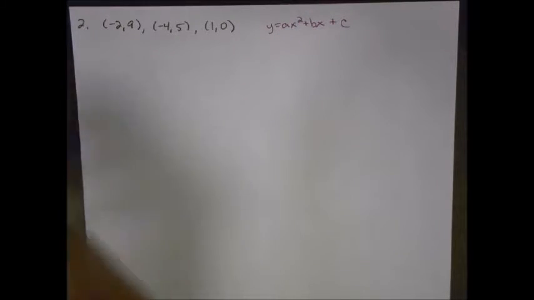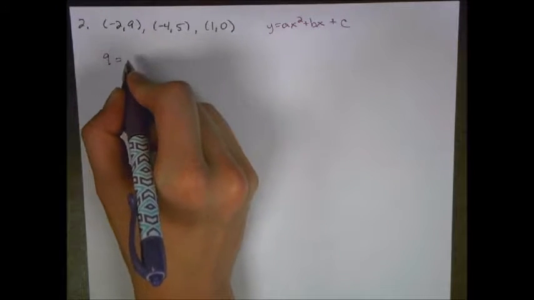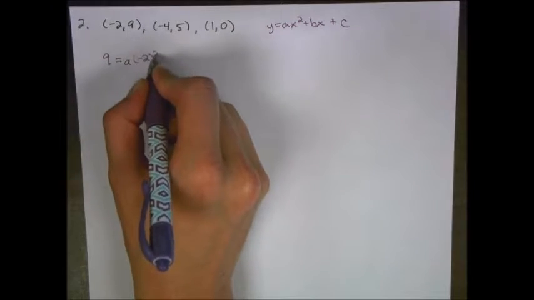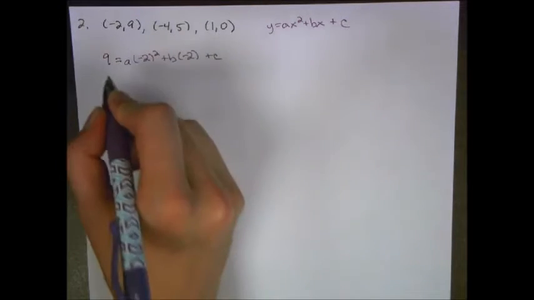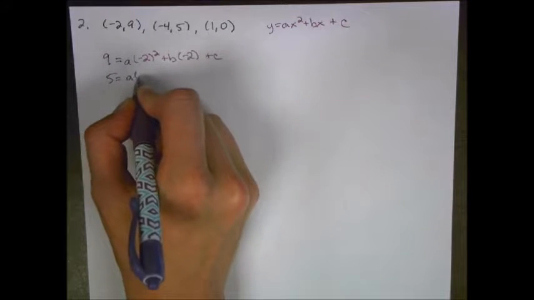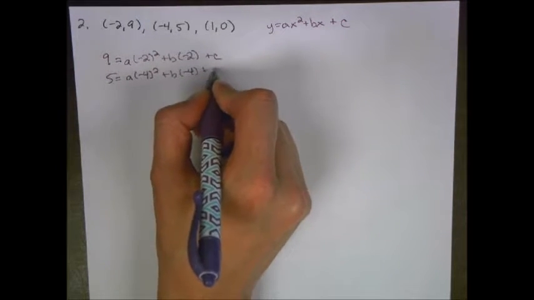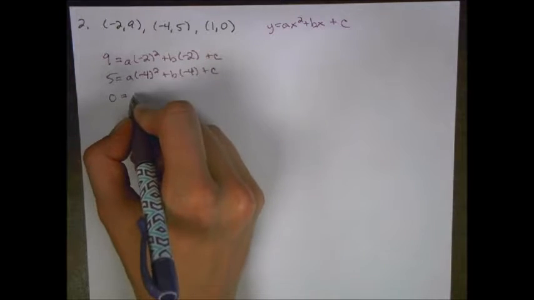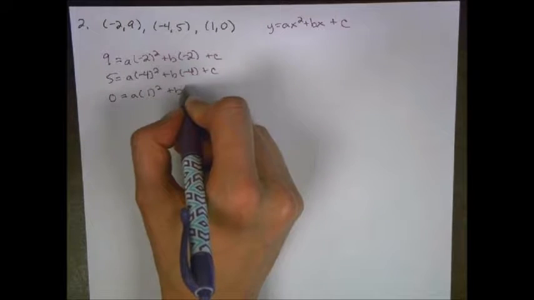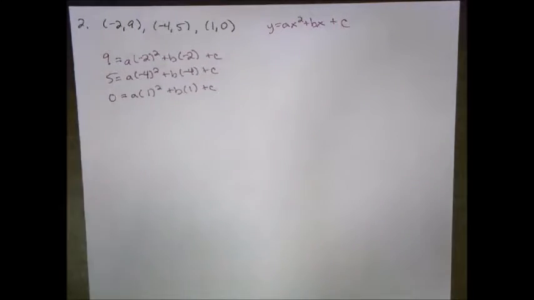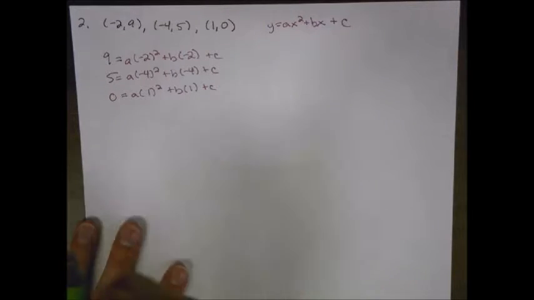Okay, so I have 9 equals a times negative 2 squared plus b times negative 2 plus c. 5 equals a times negative 4 squared plus b times negative 4 plus c. 0 equals a times 1 squared plus b times 1 plus c. I'm going to go ahead and simplify them.